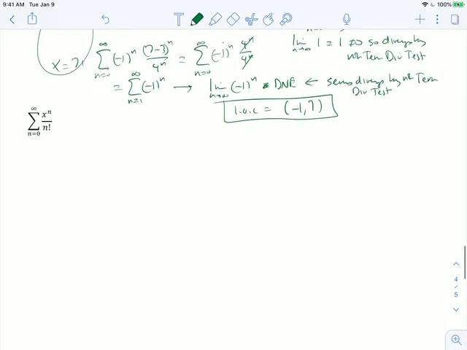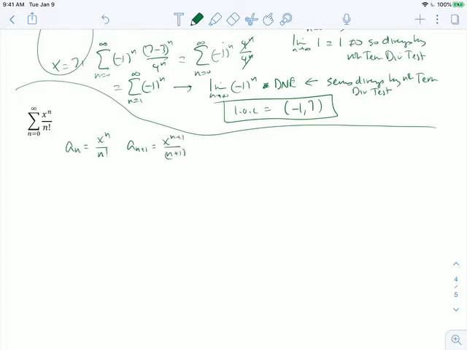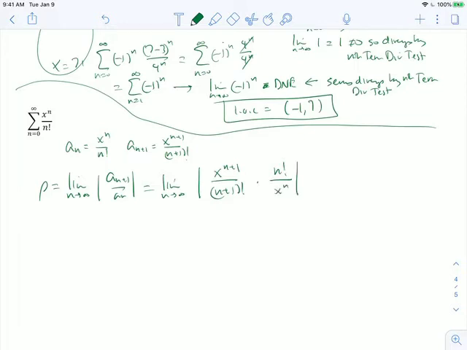Let's look at one more example. I've used a little more space than I would have liked. The summation from n equals 0 to infinity of x^n over n factorial. A sub n is x^n over n factorial. A sub n plus 1 is x^(n+1) over (n+1) factorial. And so rho is going to be the limit as n goes to infinity of the absolute value of a sub n plus 1 over a sub n. That's the limit of the absolute value of x^(n+1) over (n+1) factorial times n factorial over x^n.